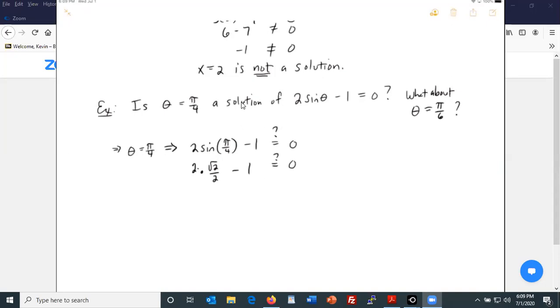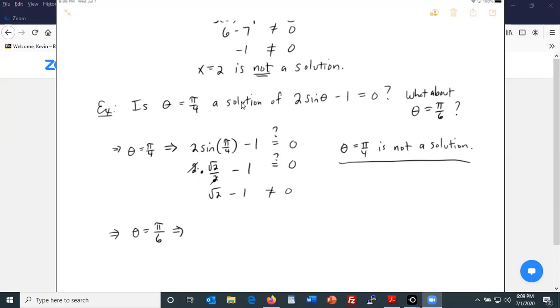Well, let's see here. The 2's cancel, right? 2 over 2. And that gives me the square root of 2 minus 1. That's not 0. If that were 1 minus 1, sure. But the square root of 2 isn't 1. So therefore, theta equals pi over 4 is not a solution. What about the second angle? Pi over 6.